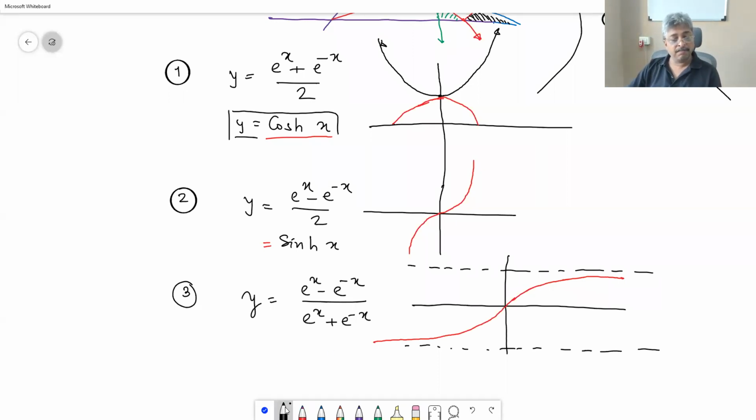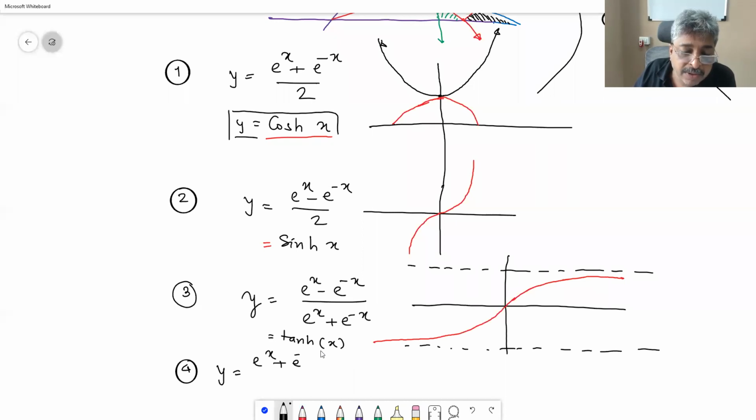Fourth in the family is y is equal to e raised to x minus e raised to minus x upon e raised to x plus e raised to minus x. Okay, this is called tan h, tan hyperbolic x. So of course now I am going to give you cot hyperbolic.